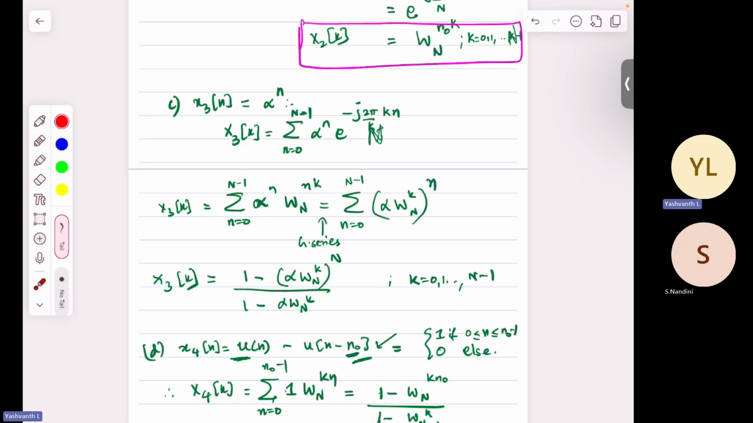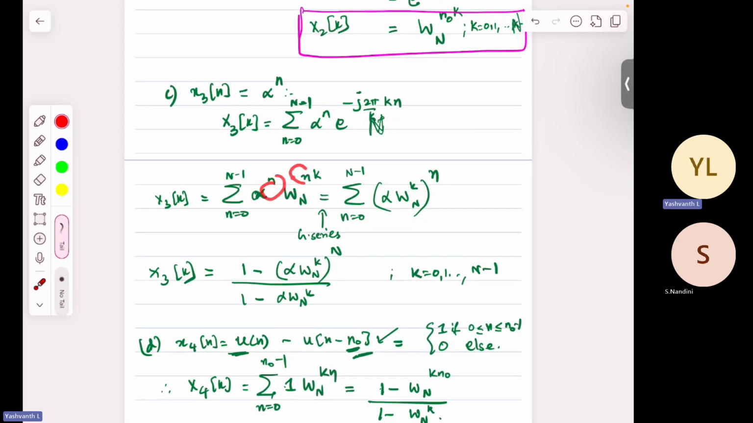Okay, so now what is this e power minus j 2 pi by N? That is the twiddle factor W_N, power nk. So I can compactly write this as alpha power n into twiddle factor power nk, or I can write this as summation over alpha times twiddle factor power k, the whole power n. Because n is common to both the terms, I will take alpha and twiddle factor power k and take the whole power small n.